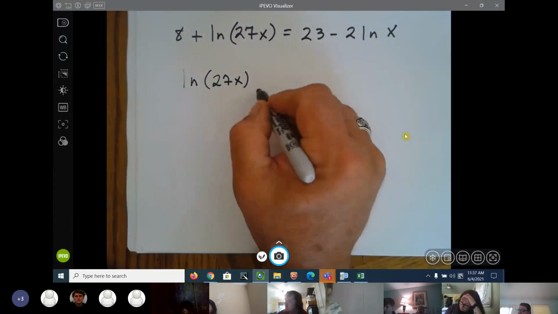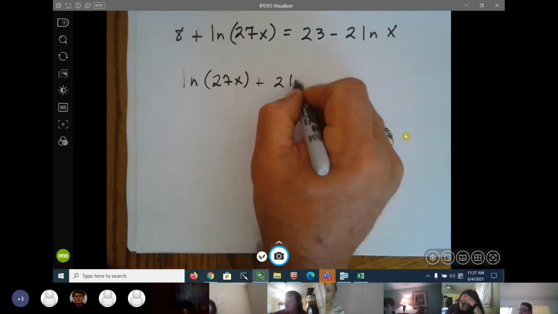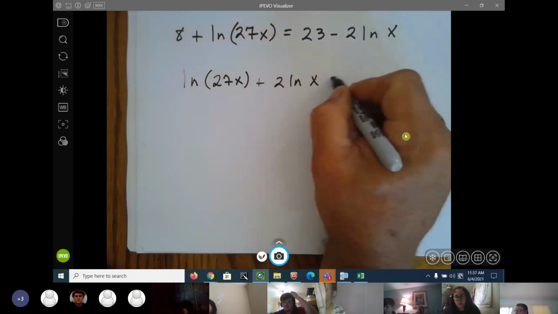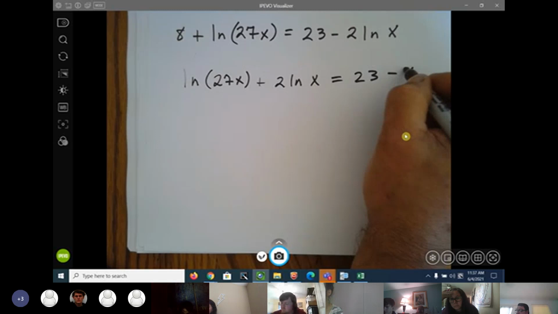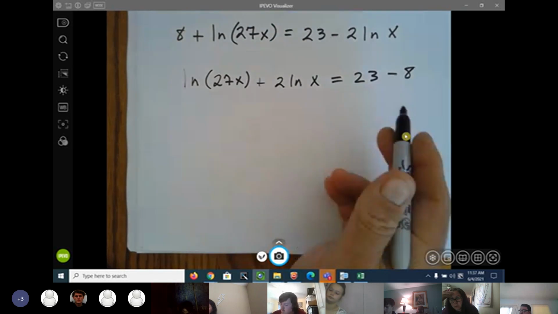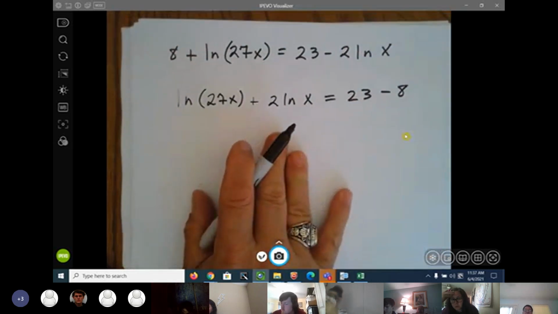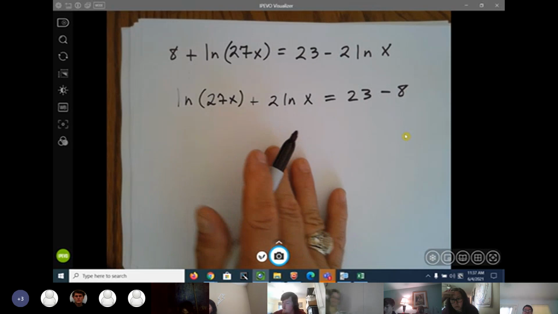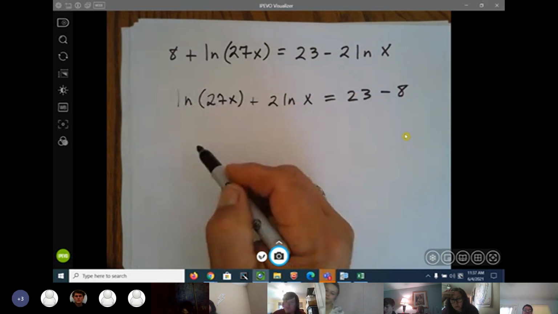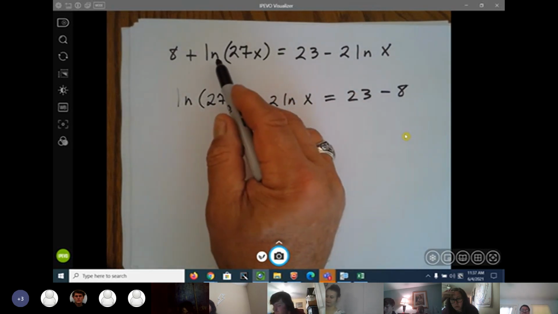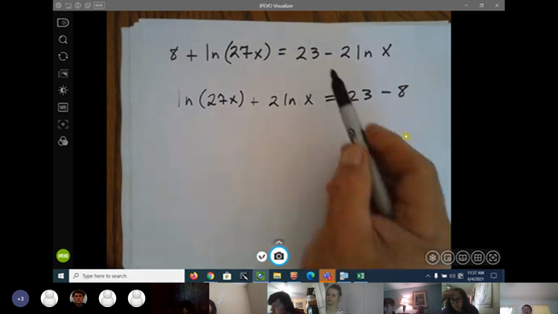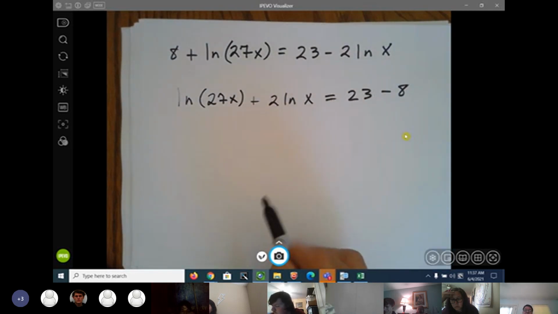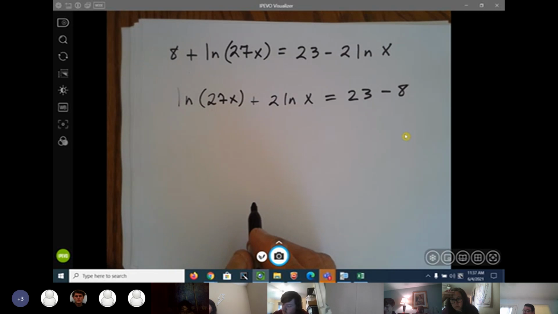All right, 27 plus 2 natural log of x equals 23 minus 8. See how that works out nice? Now, if you want to cause problems, then you take the 23 over, and that will be negative. And you take the natural log over, and that'll be negative. You'll have 2 negatives. So if you like punishment, then go ahead and do that.